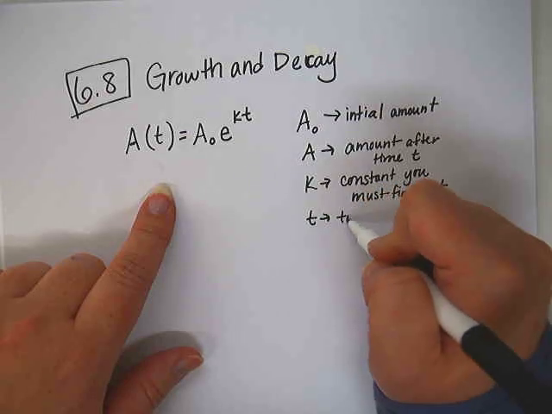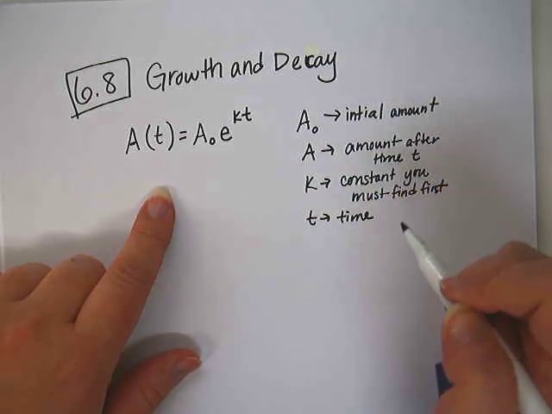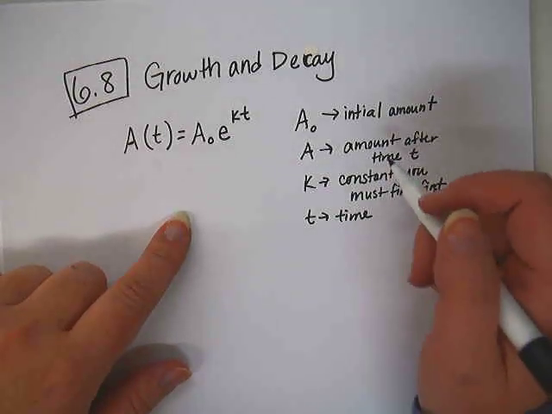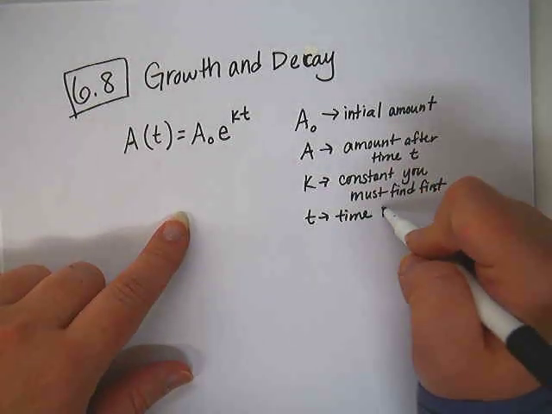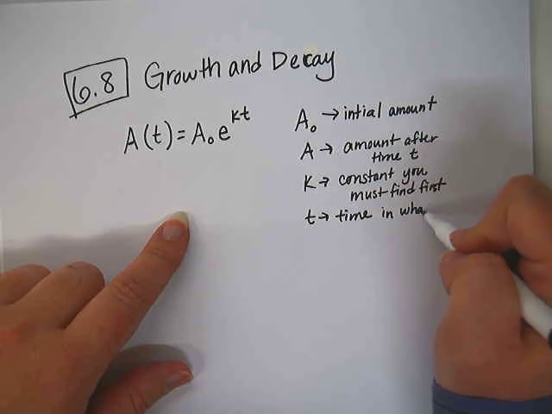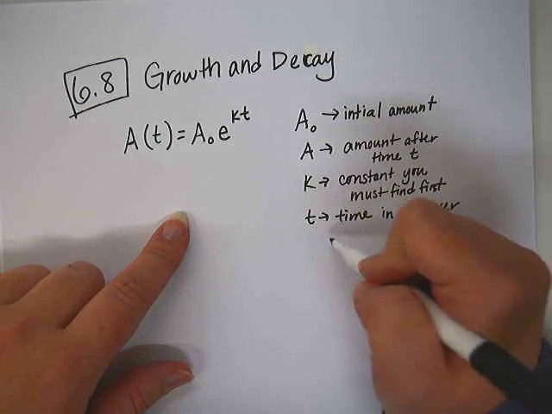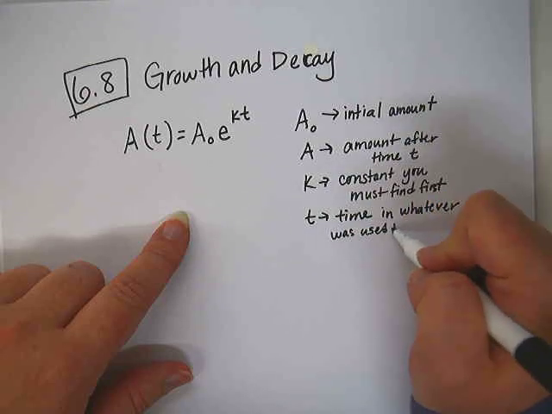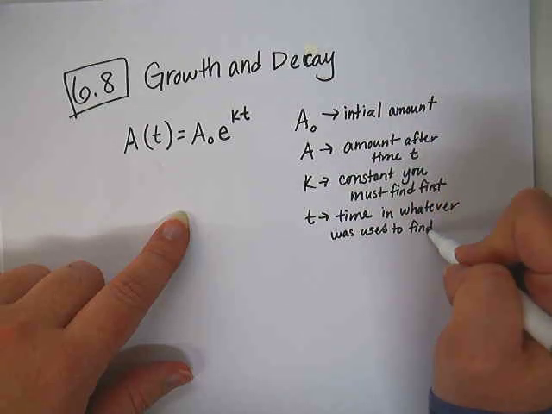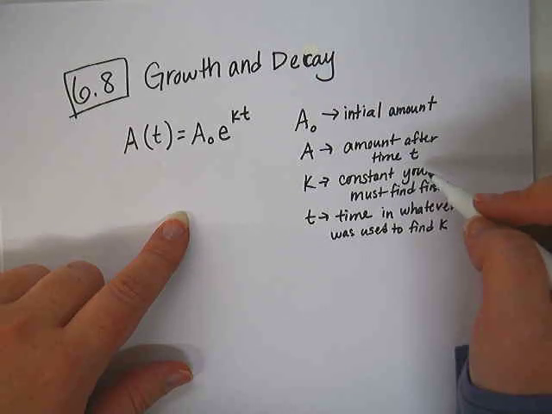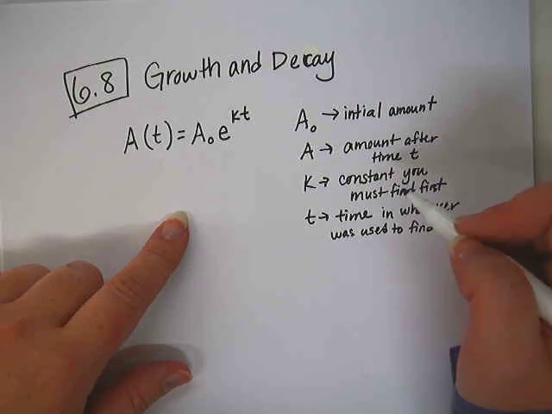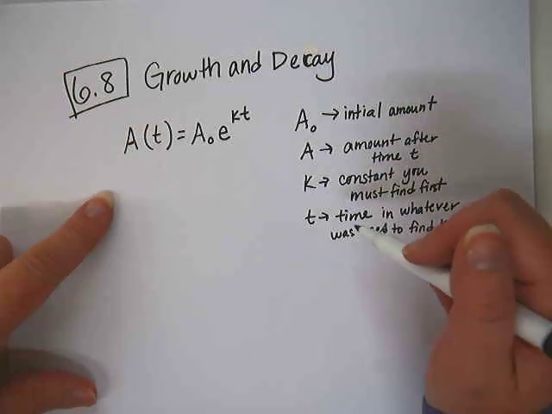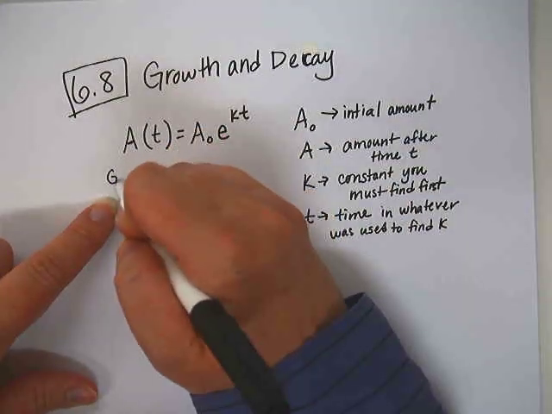And then t is time, and of course when we did time last chapter, we said that time had to be in years. This time it doesn't have to be in years, it has to be whatever was used to find k. So if you used seconds to find k, then t is in seconds. If you use minutes to find k, then t is in minutes, etc.